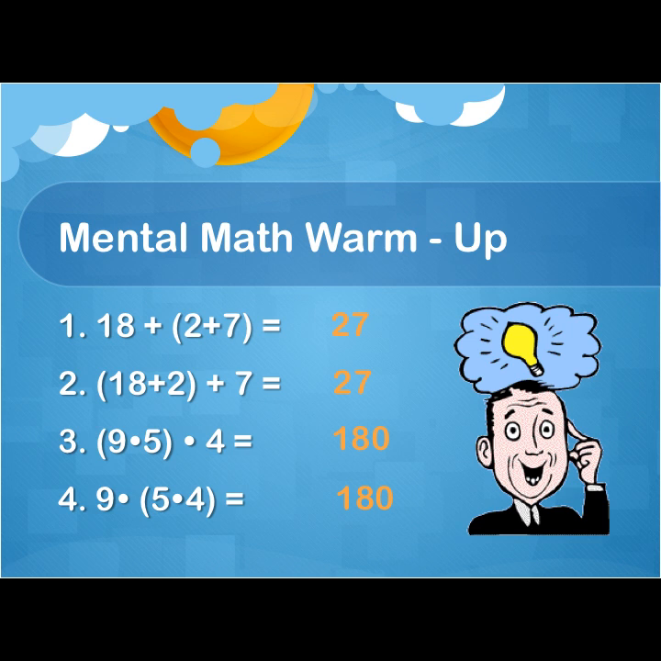The answer to number 1 should be 27. Number 2 is also 27. Number 3 is 180. And number 4 is 180 as well. Now let's see why.